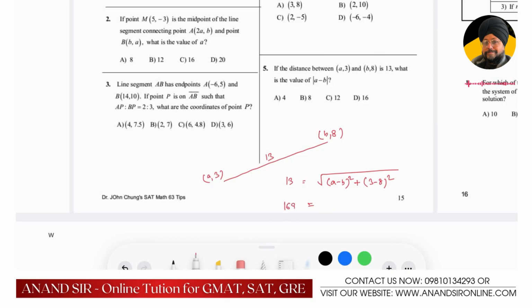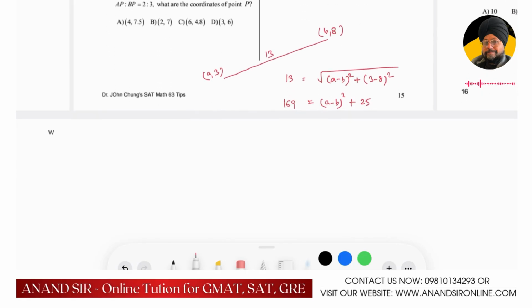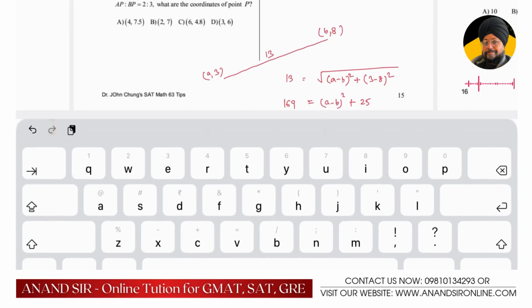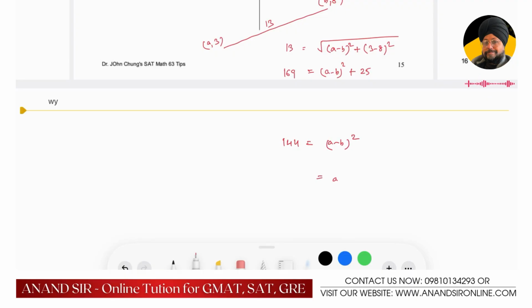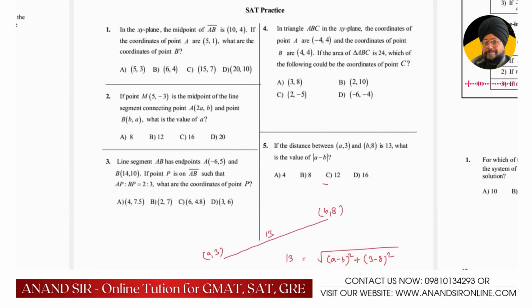Squaring both sides, we write 169 equal to a minus b whole square plus 25. So that gives me 144. Now finding a minus b, that will be plus minus 12, but we need to find the absolute value, that is without the sign. So that is 12. So we have option number C as the answer.